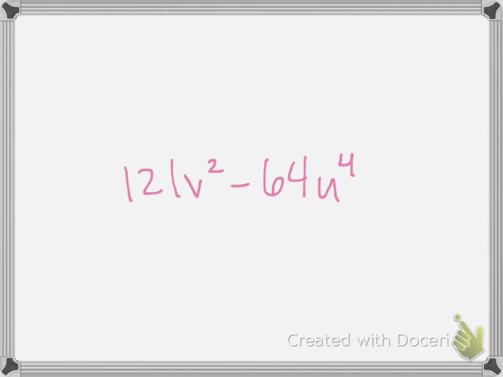Okay, if we have 121v squared minus 64u to the 4th. Okay, so let's see if we can take anything out. It doesn't look like there's a GCF. So we're going to go ahead, since they're perfect squares. 121 is 11 and 64 is 8. But I need it to be v squared in the front, so I need to add a v to both of them because v times v is v squared.